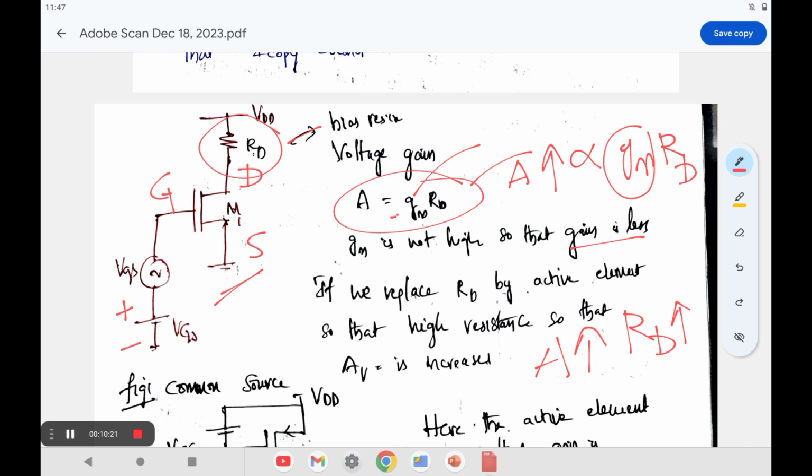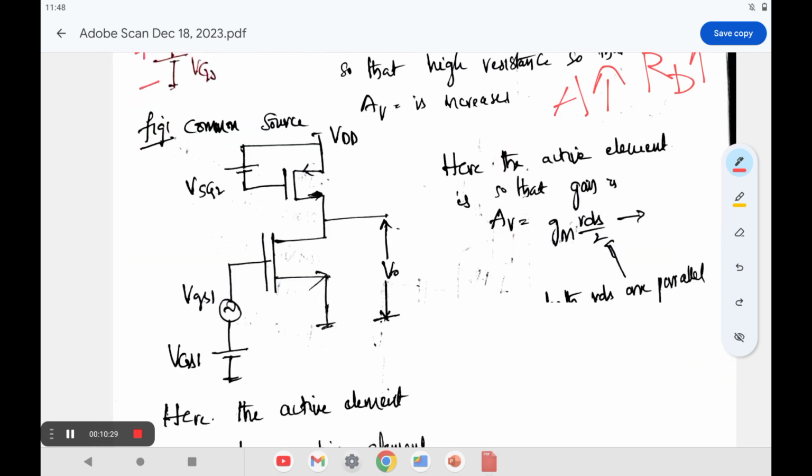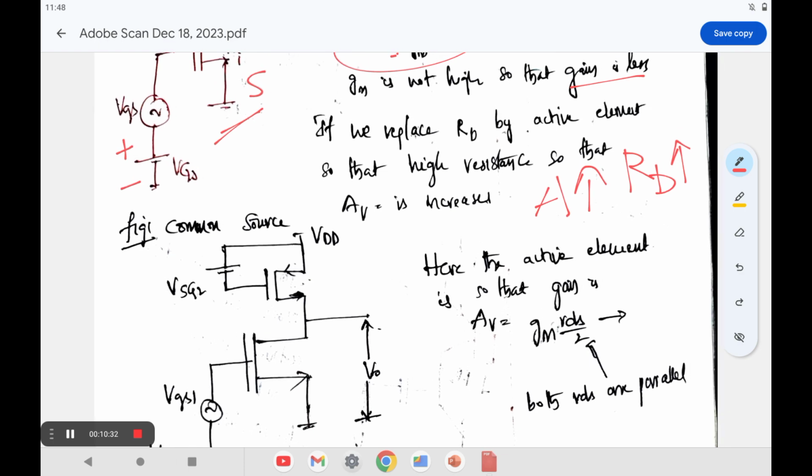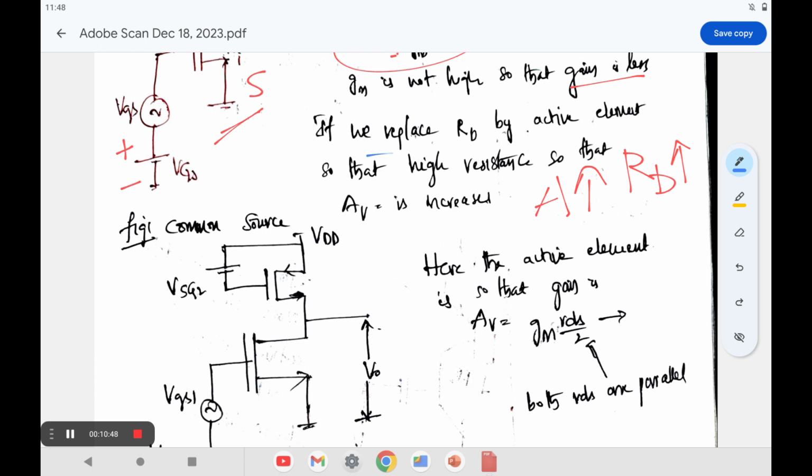So that is also not good in most cases. For that purpose, instead of increasing the RD value, I can replace the corresponding RD element with some active element. Here RD is nothing but a passive element. So I will replace the passive element with an active device, maybe another MOSFET. So that is the purpose here. Replace RD with some active element so that we can gain a high resistance, and obviously the gain of the circuit also increases. That is the main thing here.